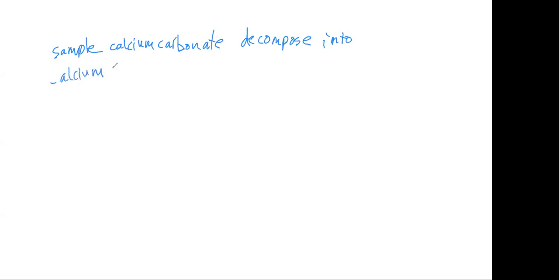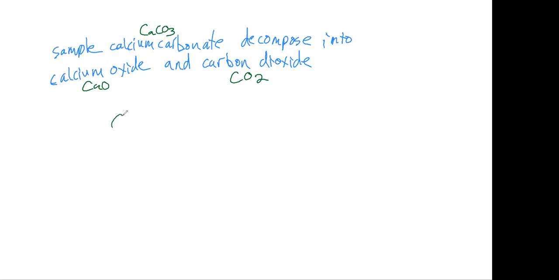So let's say that we have a sample of calcium carbonate. And we're going to decompose this into calcium oxide and carbon dioxide. Right? So if they want that balanced chemical equation for that process, the first thing that you want to do is translate those words into their chemical formulas. So calcium carbonate, CaCO3, calcium oxide, CaO, carbon dioxide, CO2. So now we know that calcium carbonate decomposes, so that's our reaction arrow, into calcium oxide and carbon dioxide.